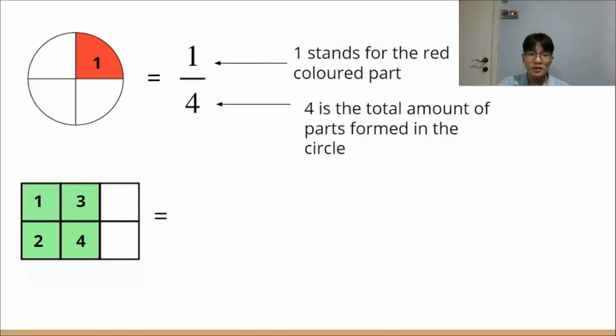The same goes for the second question here. There are 6 total boxes in this rectangle, and 4 of them are colored. So we'll get 4 over 6.